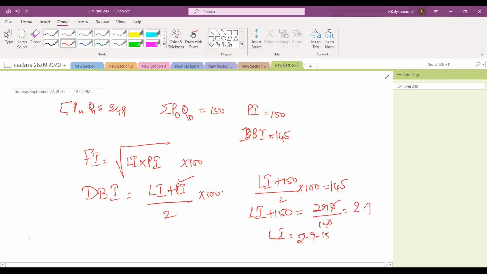But the choices given are, when you substitute the Li here, it will come negative. Root of negative is not defined. So the values given are A is 75, B is 60, C is 145.97, and D is none of this. So obviously this is root of a negative number which you cannot find. So the answer is none of this. Any questions, please ask. You can post it in the chat.